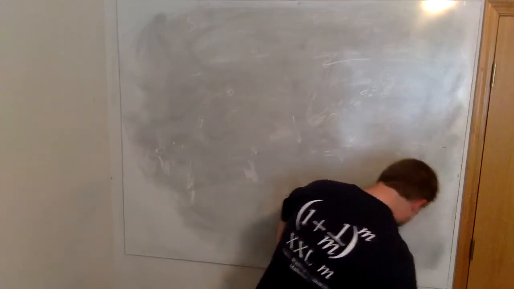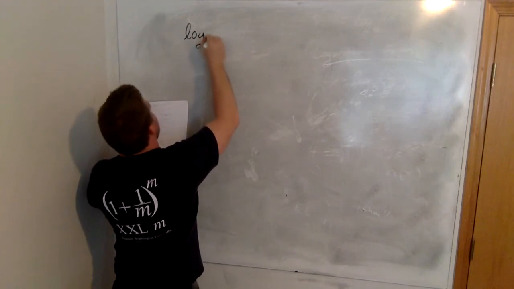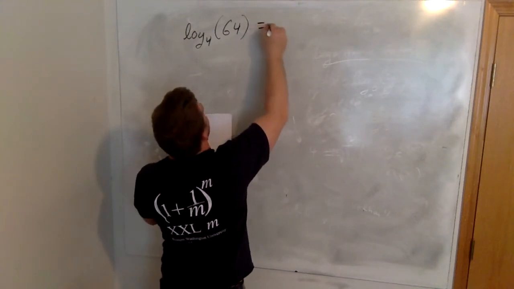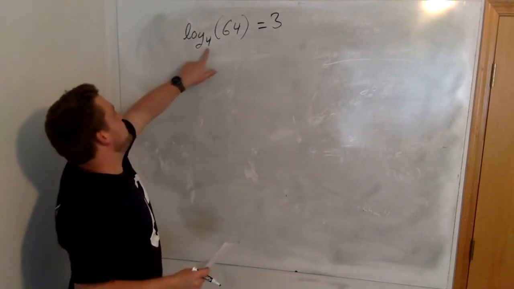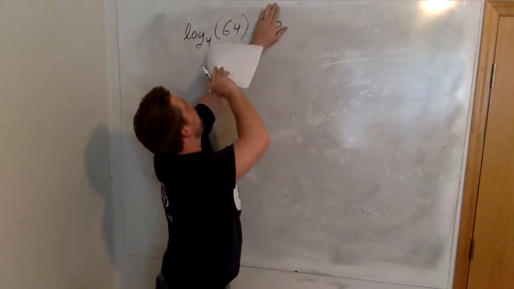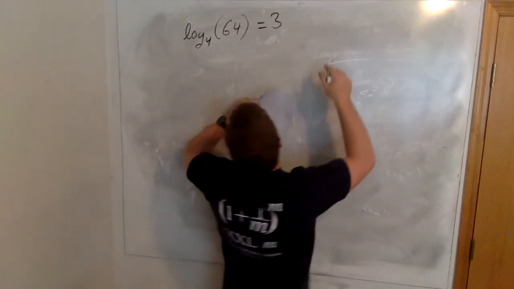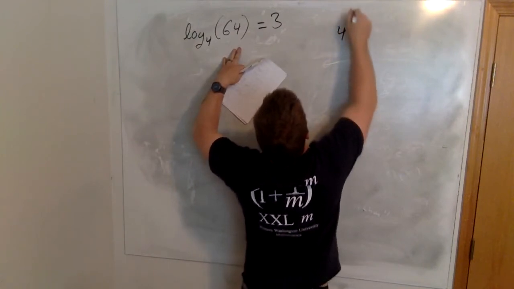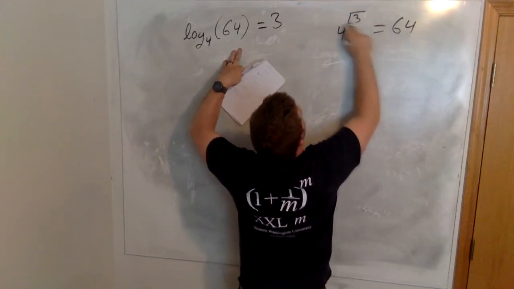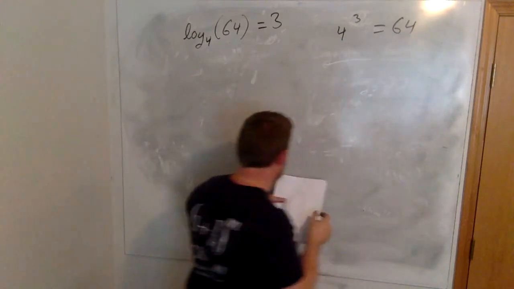Switching forms. For example, if we have log base 4 of 64, this is equal to 3. Why is log base 4 of 64 equal to 3? Well, what does a logarithm say? This says 4 to what power gives you 64? It's telling you that it's 3. So this says the same thing: 4 to what power gives you 64? Well, 4 cubed gives you 64. So I've switched from logarithmic form to exponential form.